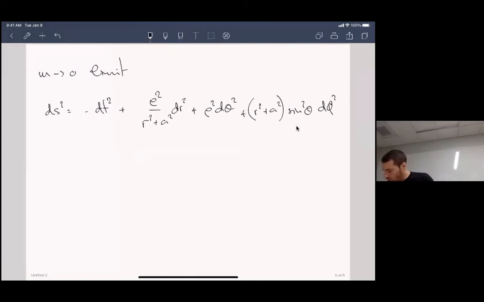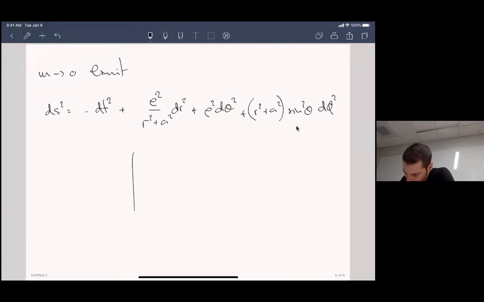Now, what happens? What does this metric look like? Can anybody recognize what this metric is? Of course, I'm tricking you here. This is a flat metric. This is actually flat space, but in a weird coordinate system. What kind of coordinate system? Oblate. So it's called oblate spheroidal coordinates.